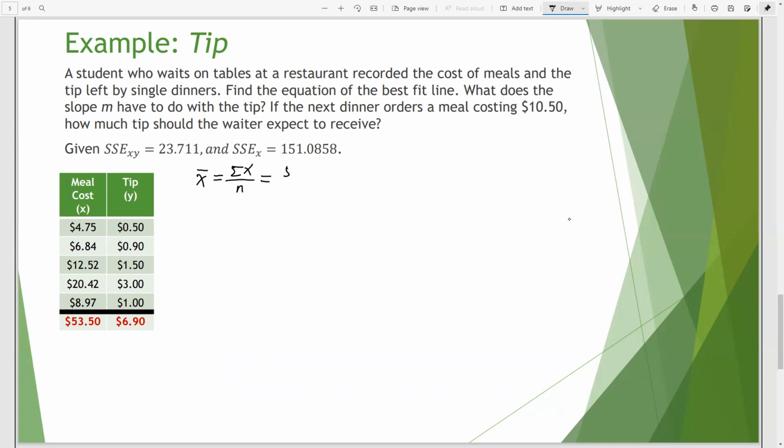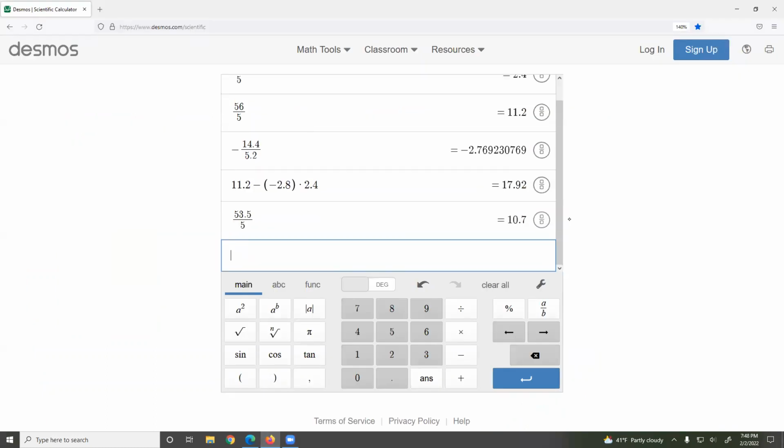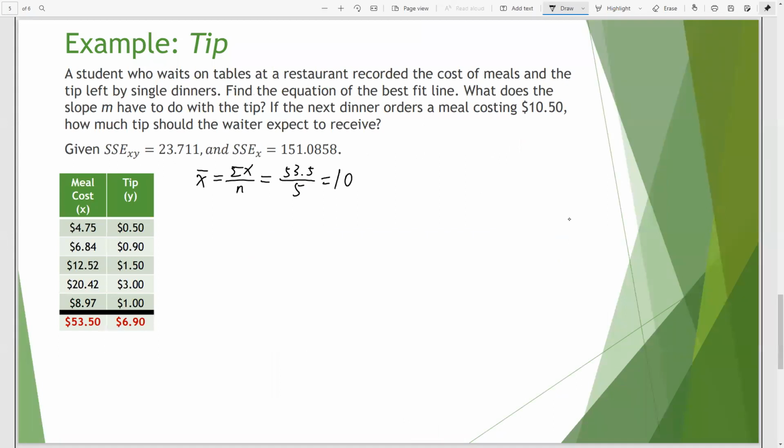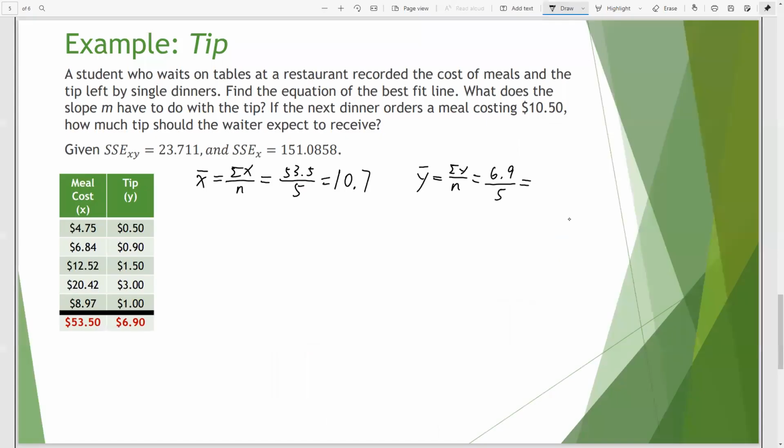Total of x, that's $53.50. And how many pairs total? 5 of them, right? So use a calculator to find 53.5 divided by 5. That's 10.7. Y bar, that's the sum of y over n. We get what? The sum of y is 6.9, over 5 meals, 1.38. Right, so that's the y bar.